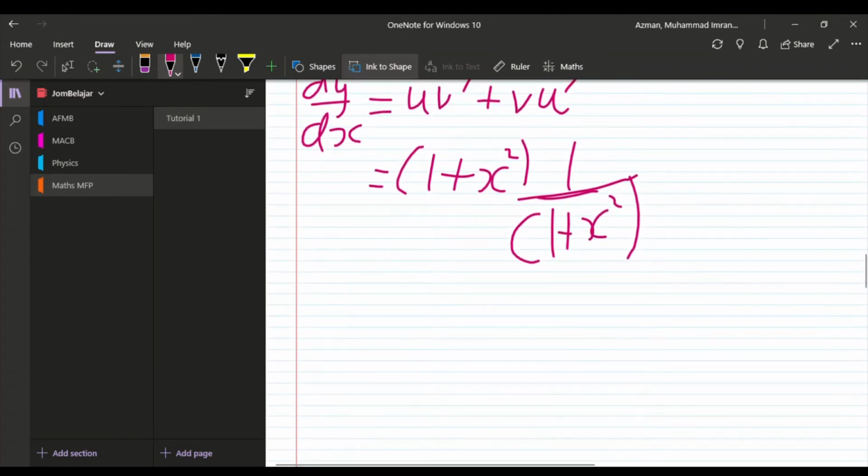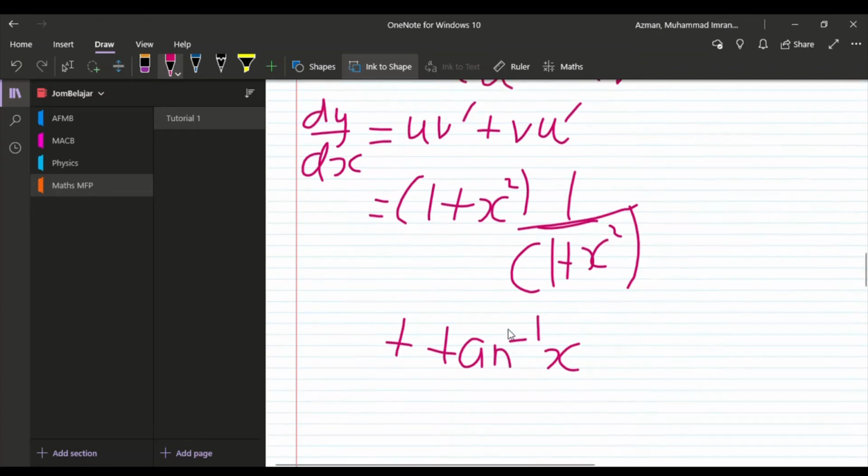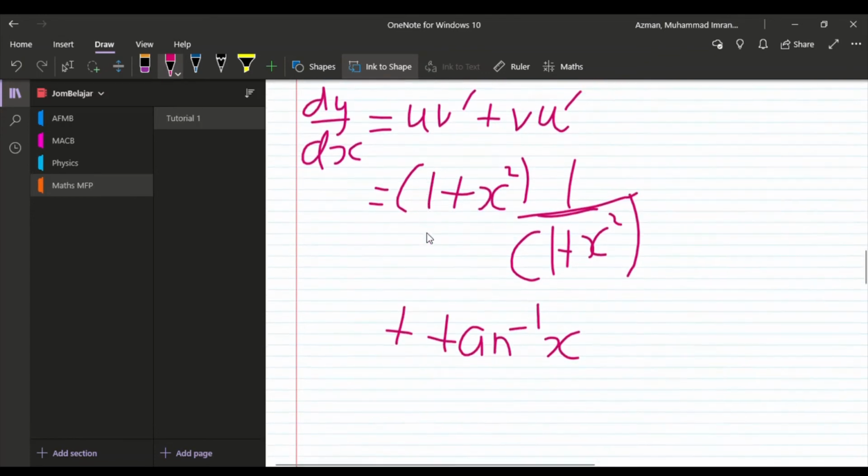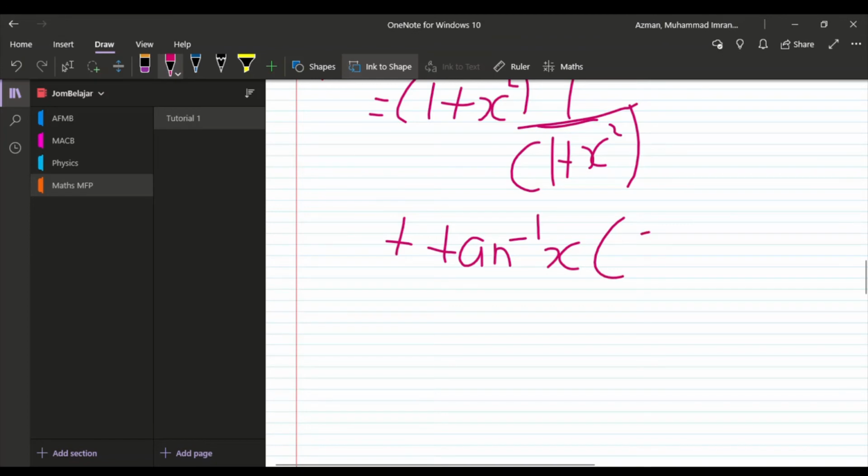So then don't forget the second part, which is plus vu prime. So just now we know our v was tangent negative 1 x. What we have now is u prime. So our u was 1 plus x squared. So the derivative of that will be just 2x. So that will be 2x.